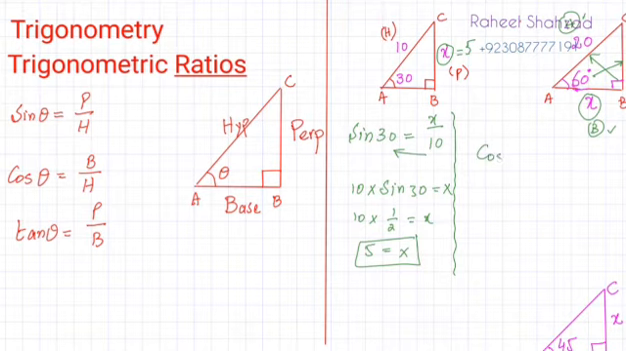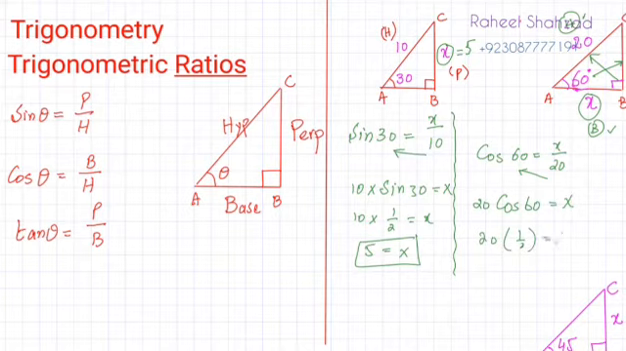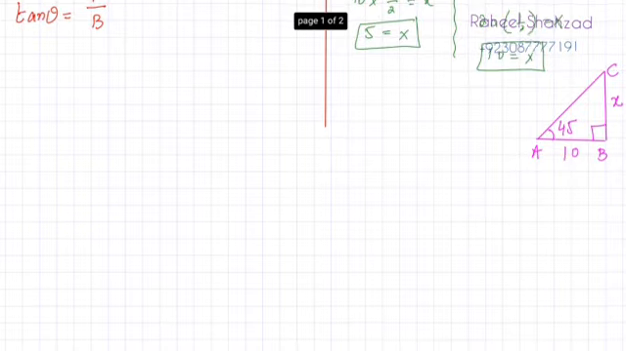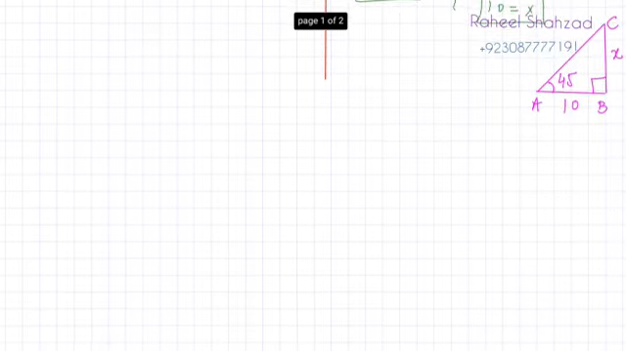So we have cos of 60 equal to x divided by 20. When you cross multiply, it's 20 into cos of 60 equal to x, and cos 60 is 1 by 2 if you use your calculator. So it is equal to 10. So x is equal to 10. We did one example of sine and one example of cos. Now let's do one example using tan of theta.